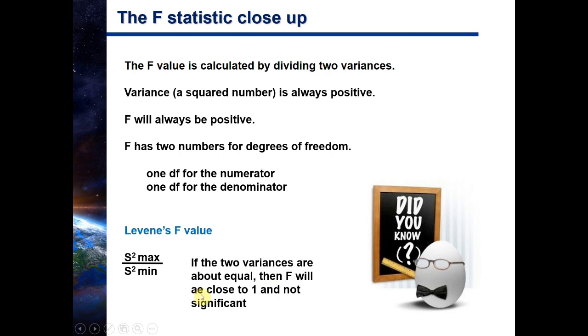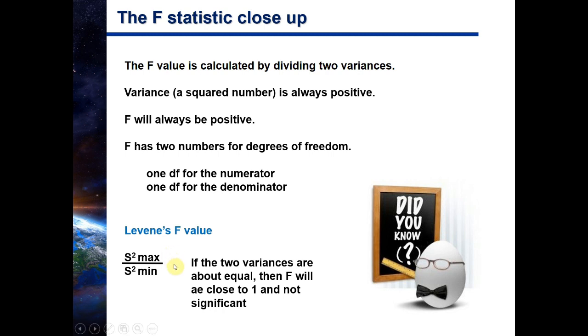If the 2 variances are about equal, then F should be close to 1, all right? And not significant. Because why? Well, think about your H0 and HA. H0 would say null, none, and nothing. Your variances are all the same. HA would say, wait a minute, you do have something more than just sampling error. Your variances are different for more reasons than just sampling error alone.